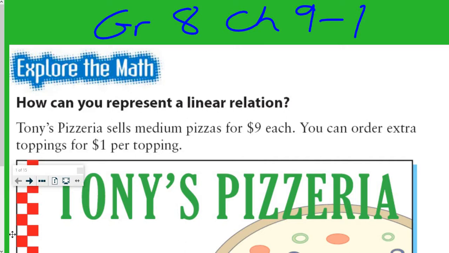Hi, this is grade 8, chapter 9, part 1. So we're going to talk about linear relations.